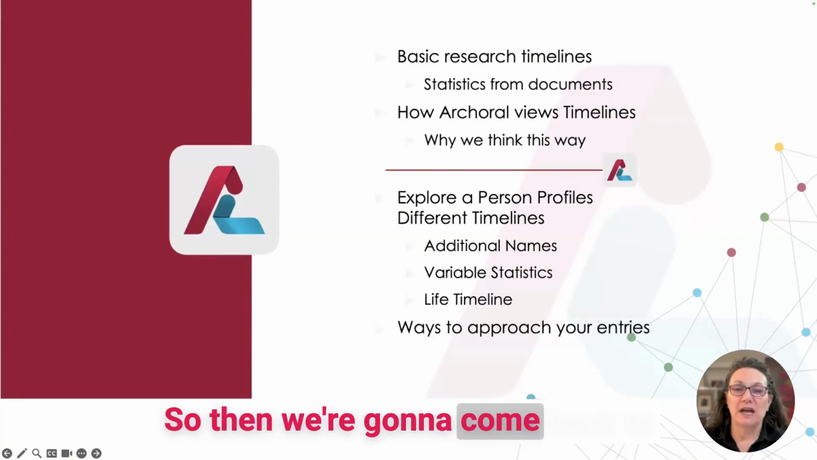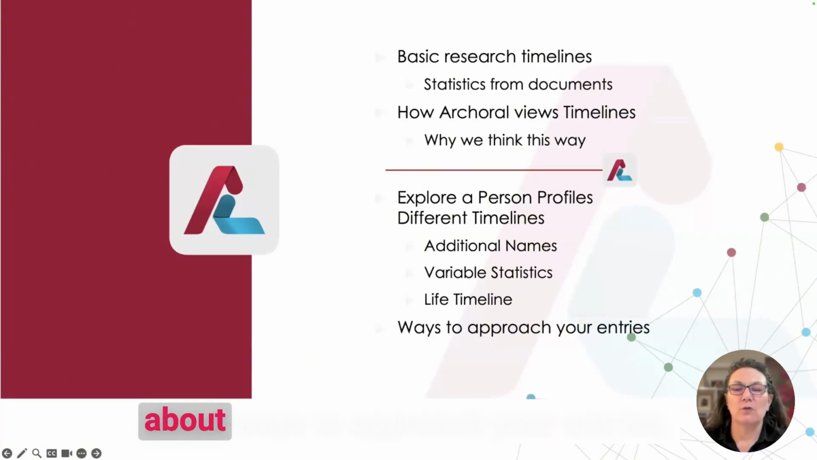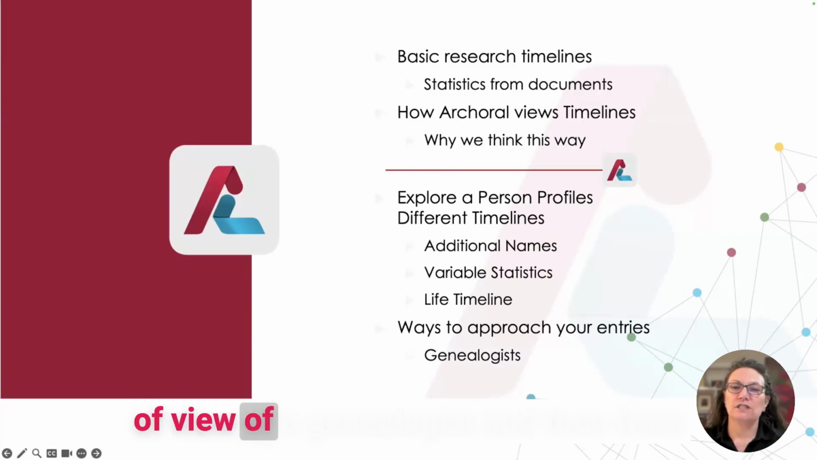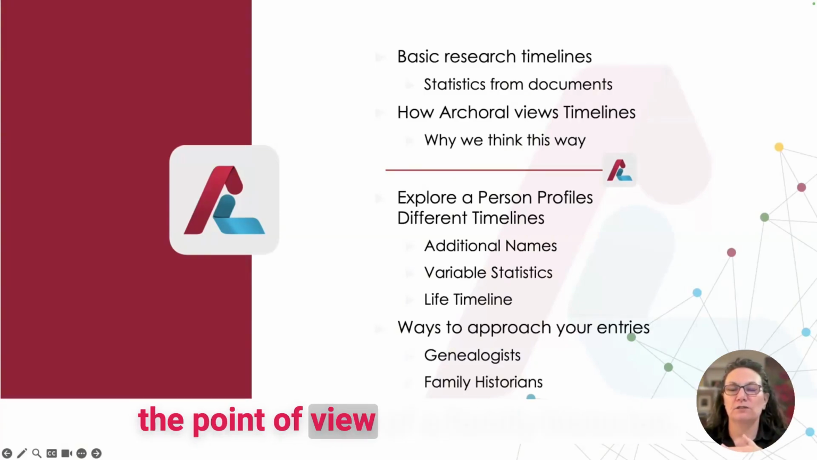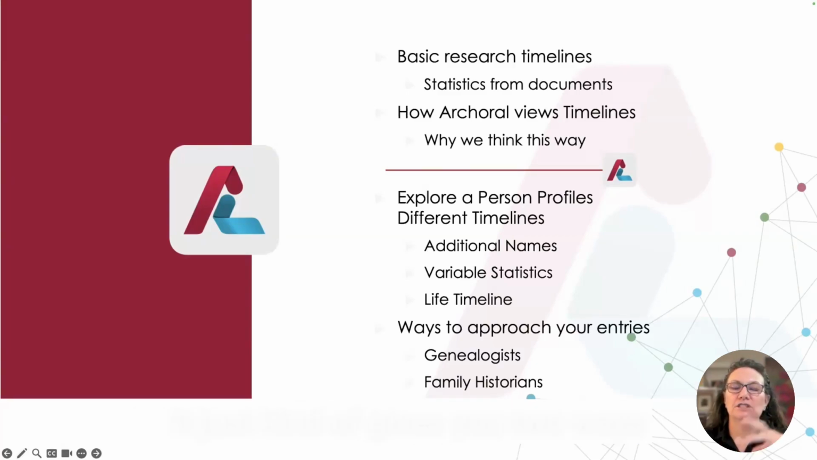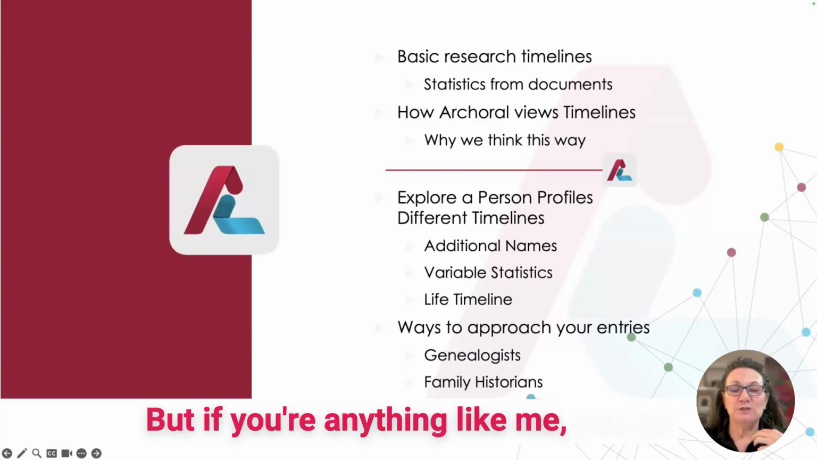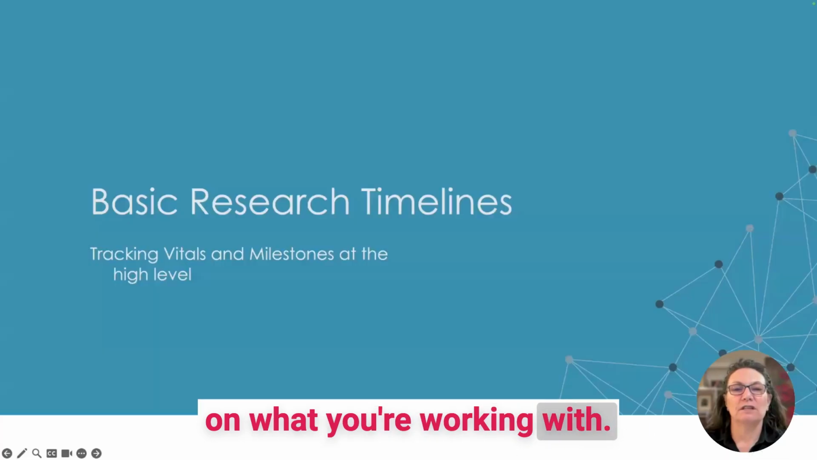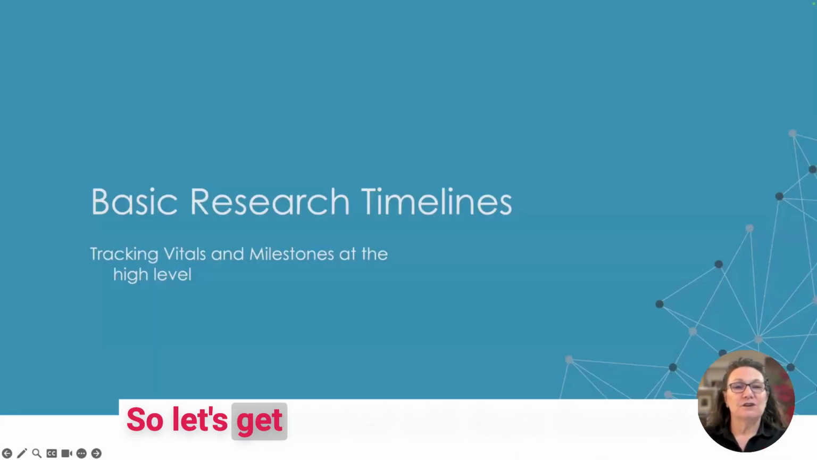So then we're going to come back to the presentation and we're going to talk about ways to approach your entries. We're going to look at it from the point of view of a genealogist and then from the point of view of a family historian. It just kind of gives you two ways to go about using our application. But if you're anything like me, you go about it both ways, just depending on what you're working with. So let's get started with basic research timelines.